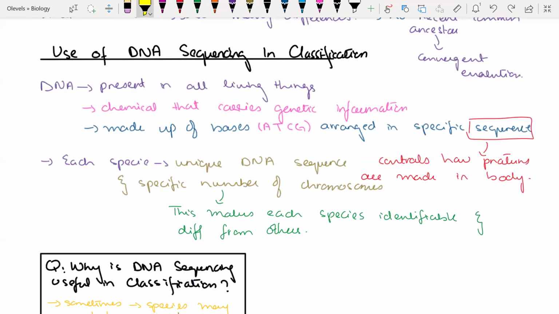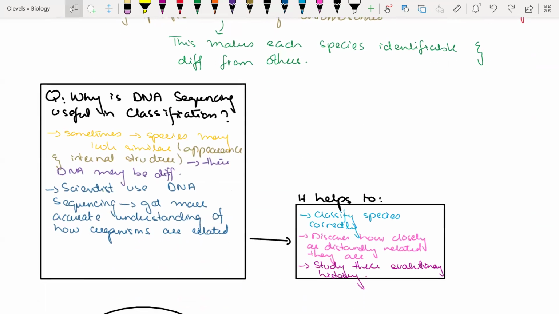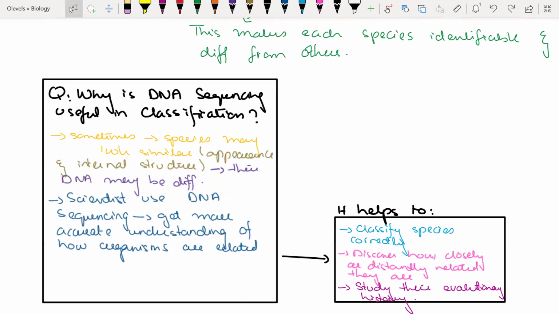Okay, DNA is present in all living things, and it is a chemical that carries genetic information. It is made up of bases, that is A, T, C, G. These bases are arranged in a specific sequence, and that sequence controls how proteins are made in the body. Each species has a unique DNA sequence and a specific number of chromosomes that makes each species identifiable and different from the others. Now we have to see why DNA sequencing is useful in classification.